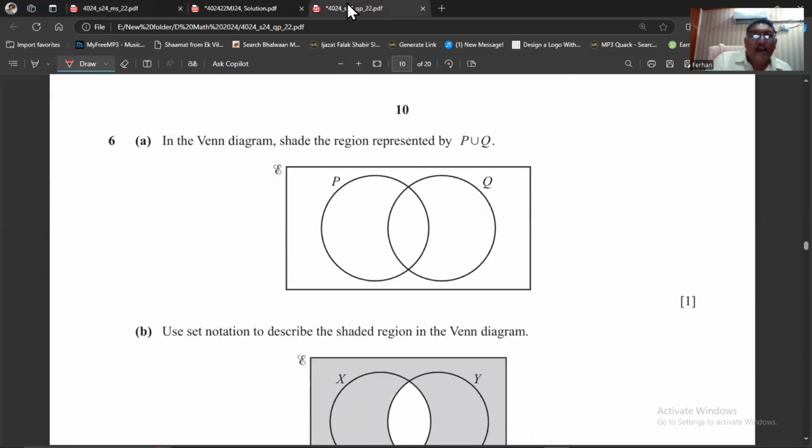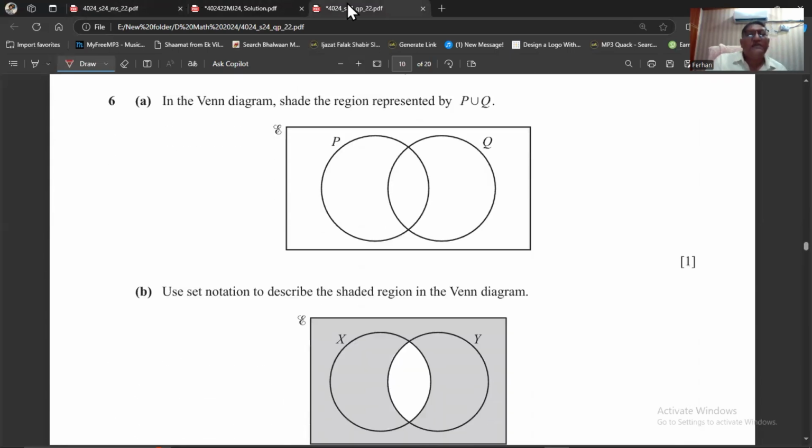Okay, so we are on question number 6. It's A part. In the Venn diagram, shade the region represented by P union Q. Union means you take both P and Q. So in P union Q, we will shade both the circles. So let me show you.